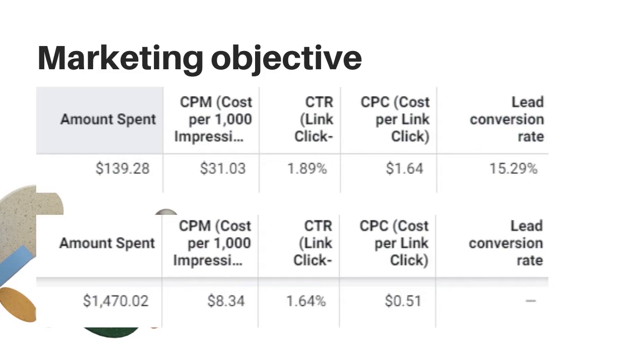And the reason for this is because we simply have told Facebook in these 2 different cases to optimize for different objectives. So these ads are being delivered to different types of people. So make sure you're selecting the correct marketing objective for whatever your desired outcome is.